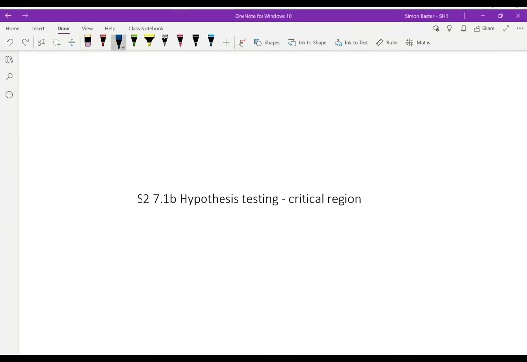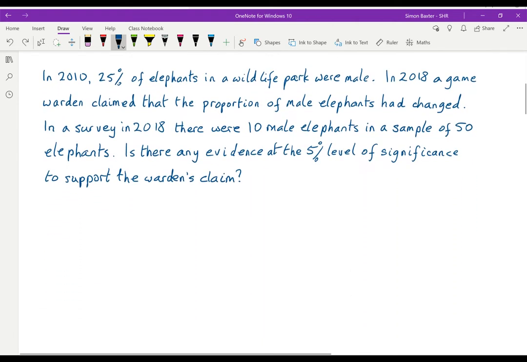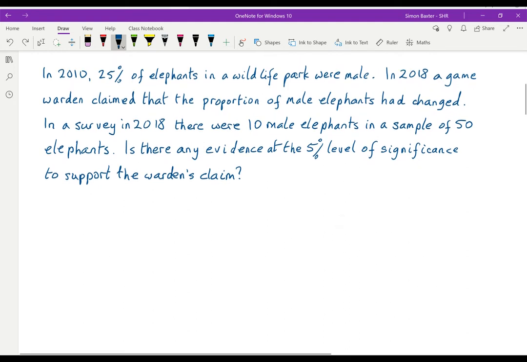In this video, I'm going to look at a second example on hypothesis testing. Let us suppose that in the year 2010, 25% of elephants in a wildlife park were male. 8 years later, in 2018, a game warden claimed that the proportion of male elephants had changed. That could be increased or decreased. In a survey in 2018, there were 10 male elephants in a sample of 50. Is there any evidence at the 5% level of significance to support the warden's claim?